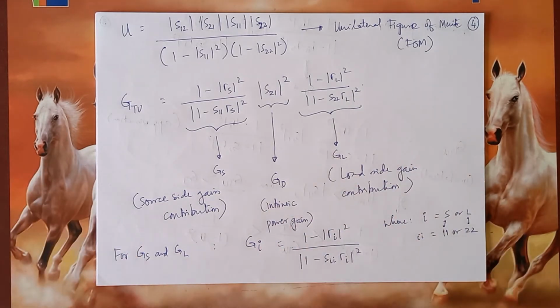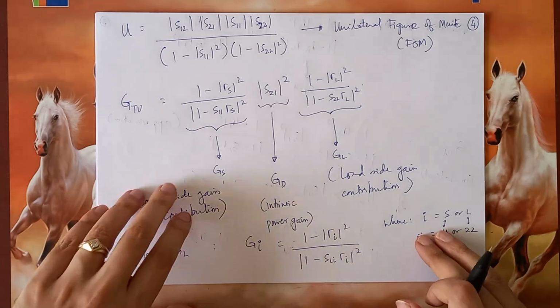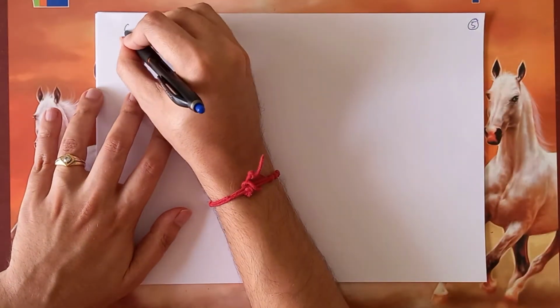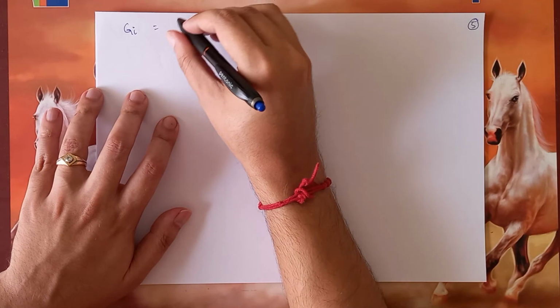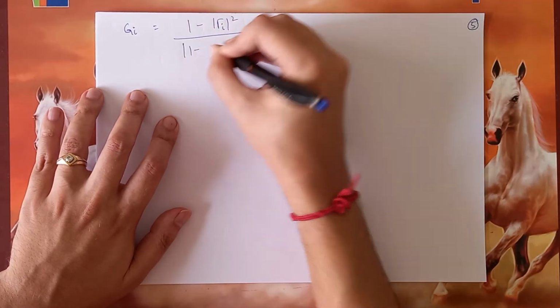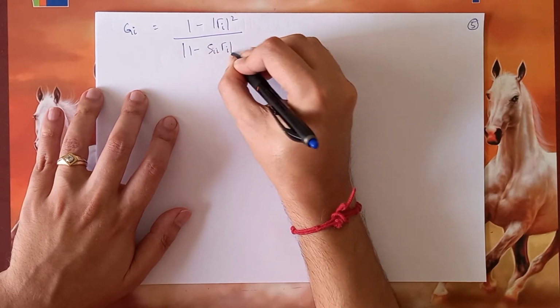So this is one general way in which we can represent the gain contributions from the source side as well as the load side. So therefore, let us take a general look at this. We just now said that GI is this quantity, 1 minus mod of gamma I square divided by mod of 1 minus SII gamma I square. So when will this quantity become maximum?